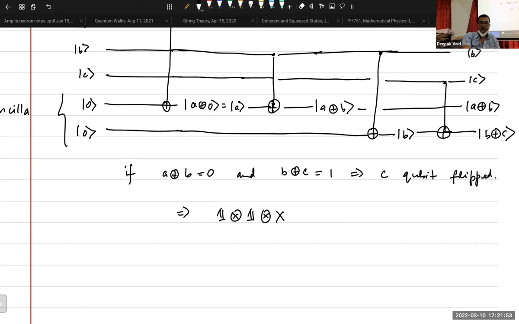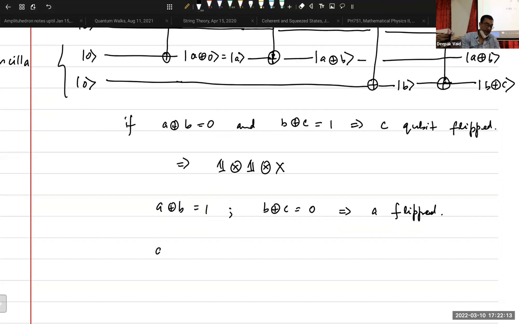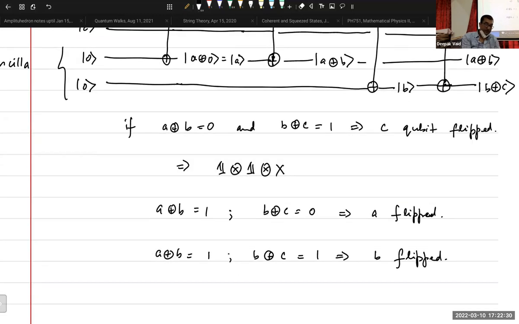No, I think this is enough. So these are the three possibilities. If A XOR B is 1 and B XOR C is 0, this means that A has flipped. Again, assuming that you only have single qubit errors, if both A XOR B and B XOR C are 1, this means that B has flipped. So these two parity checks are sufficient to give you information about all three qubits. I hope that you can convince yourself that this is indeed the case.